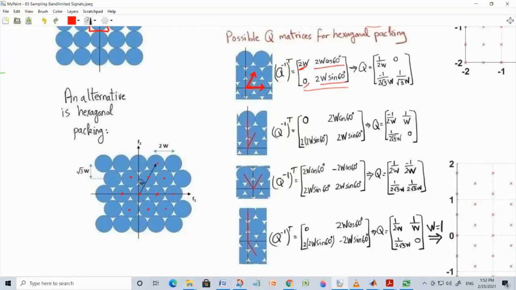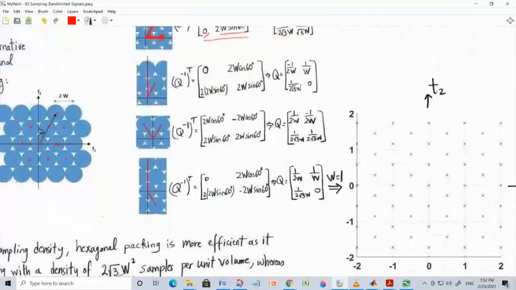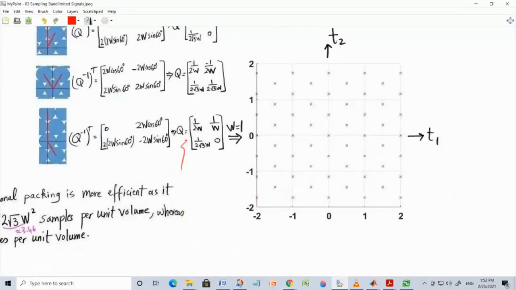So now what is the corresponding sampling? How do you do the sampling in the time domain? This is Q inverse transpose, which tells you how the replicas appear in the frequency domain. So in the time domain, what should I do? In the time domain, you should use this Q matrix. You get it from Q inverse transpose, and this is how you sample in the time domain.